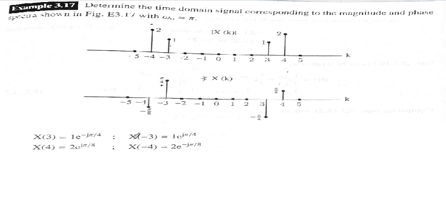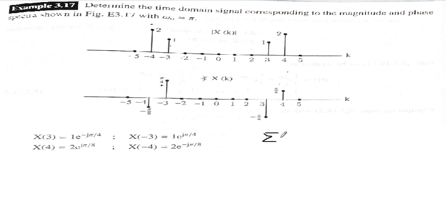Similarly at 4, X of 4, its magnitude is 2, e raised to plus j pi by 8, and at -3 its magnitude is 1 and phase is pi by 4, and at -4 its amplitude is 2 and phase is minus pi by 8. So we'll write whatever is given, and then we have to use the formula which is suitable for this one, and the formula which will be suitable is this one.